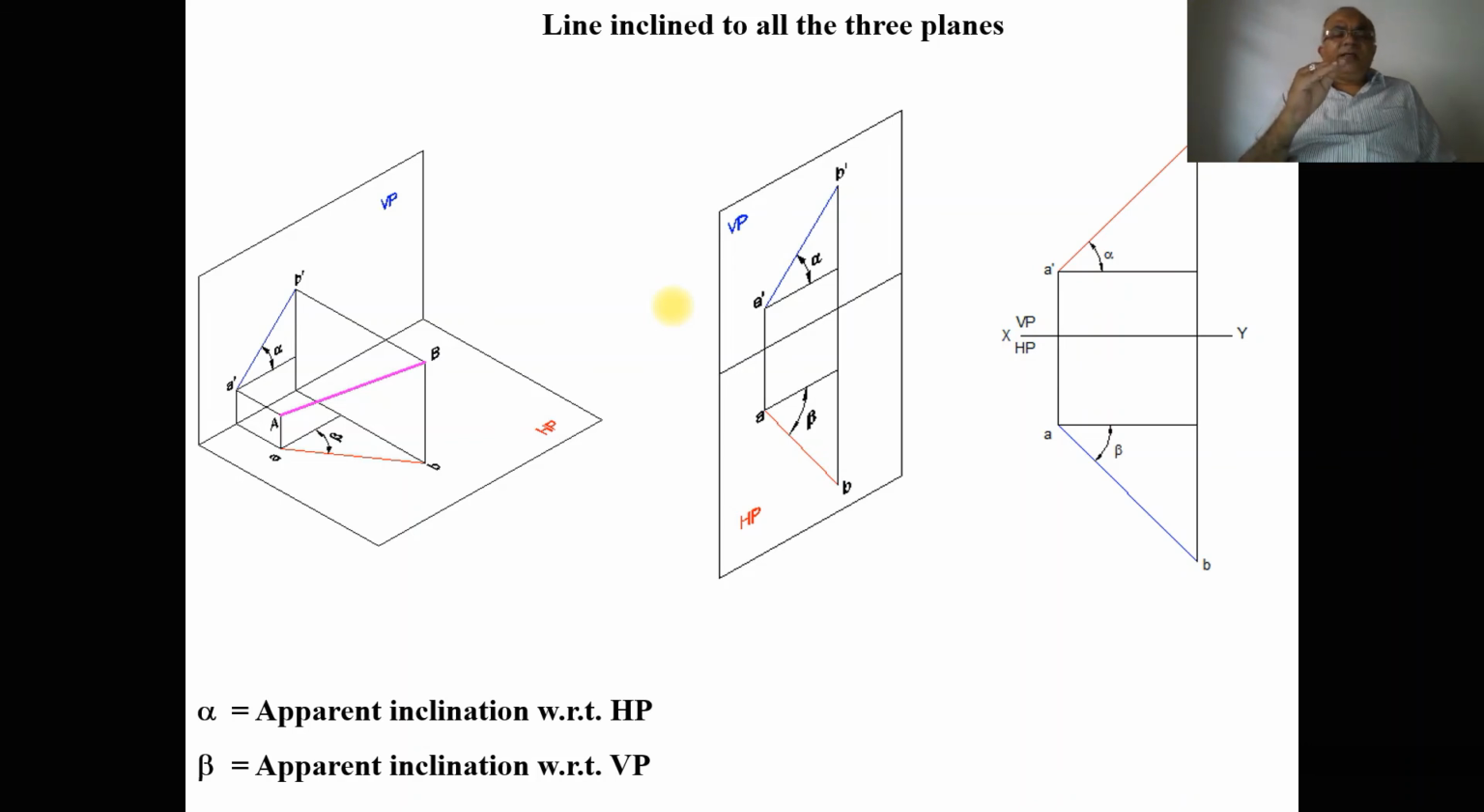And alpha is the apparent inclination with respect to HP, and beta the apparent inclination with respect to VP, and theta is the true inclination with respect to HP, and phi is the true inclination with respect to VP. So this is how we will be able to summarize all the lines in various positions and at various angles with respect to both HP and VP.